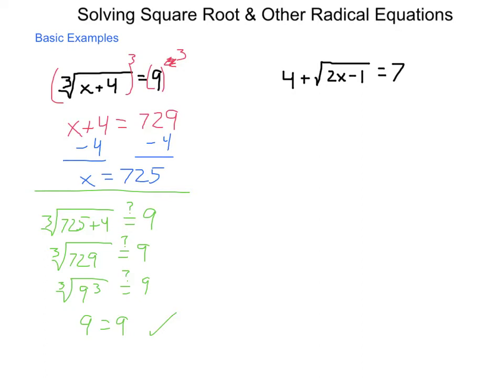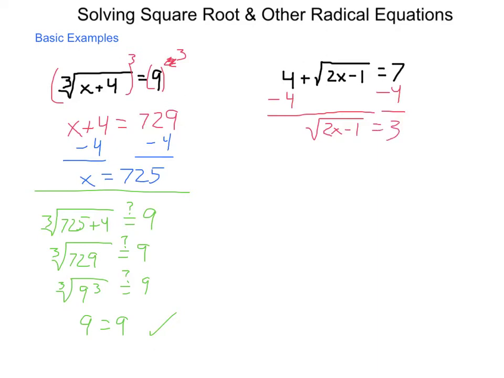Now, let's solve the other one. I have 4 plus the square root of 2x minus 1 equals 7, and I'm going to solve for x. First step is to isolate the radical. I have outside of my group here this positive 4 that needs to be gotten rid of. So I'm going to subtract 4 from each side of my equation. I end up with the square root of 2x minus 1 equal to 3.